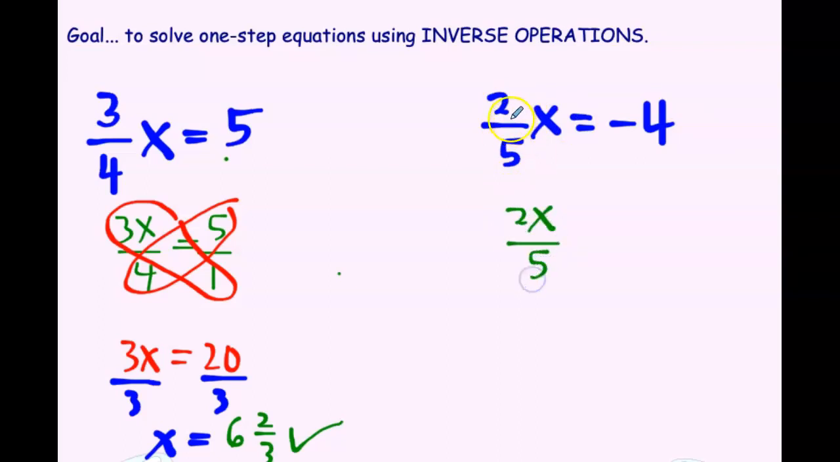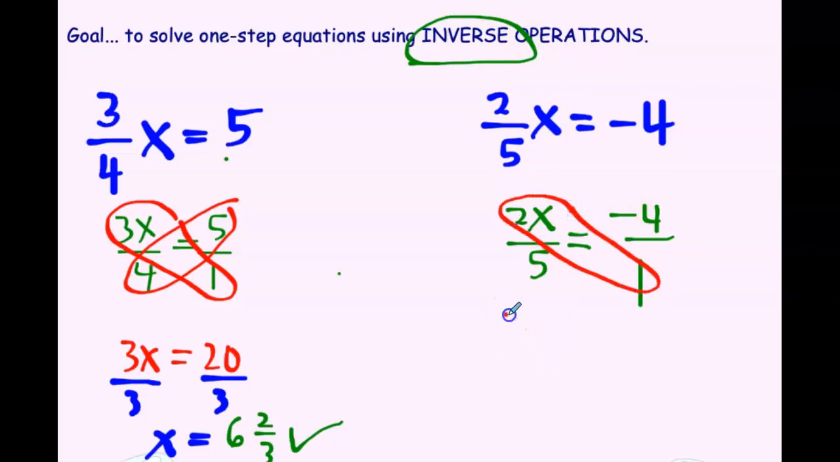As I said, you could always multiply both sides by its reciprocal. You could multiply this by 5 over 2 to make it 1. And you could also multiply this by 5 over 2. There are different ways of solving an equation, but I love inverse operation most, right? So, this I could write as -4 over 1. And then we could cross multiply.